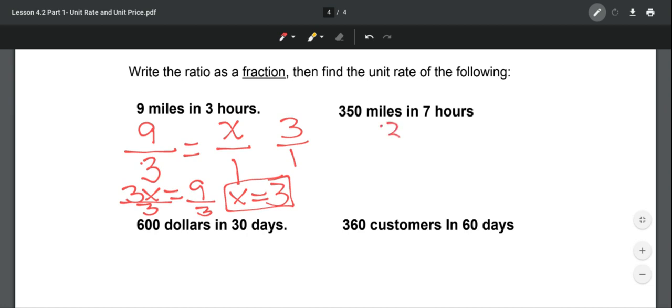If a person is traveling 350 miles in 7 hours, how quickly or how far is he traveling in 1 hour? Well, if we reduce this 7 to 1, we can reduce the 350 by also dividing by 7 to get 50.